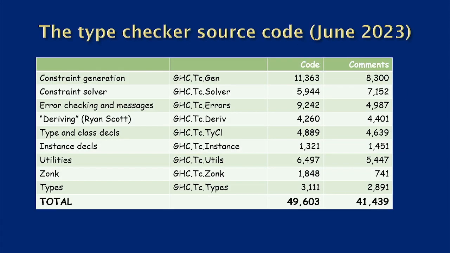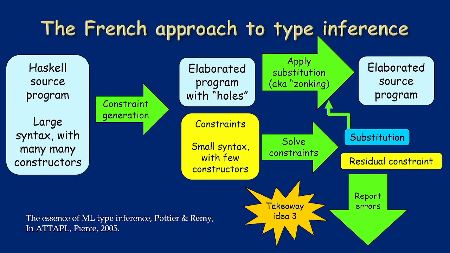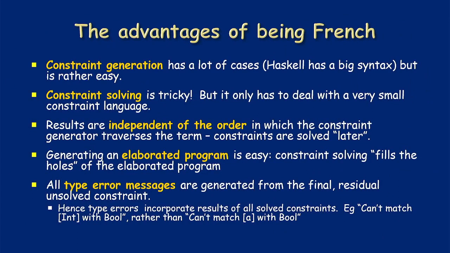Here is a breakdown of lines of code in GHC. Constraint generator, 11,000 lines of code, and not quite as many lines of comments. Constraint solver, 6,000 lines of code, and rather more lines of comments than code, because it's tricky. Error message generation, 9,000, a monstrous amount of code just to deal with generating good error messages. Splitting that out into the bit that looks at a constraint and spits out error messages is much easier than spreading it out all over the generator. In practice, I found this to be a really big win.